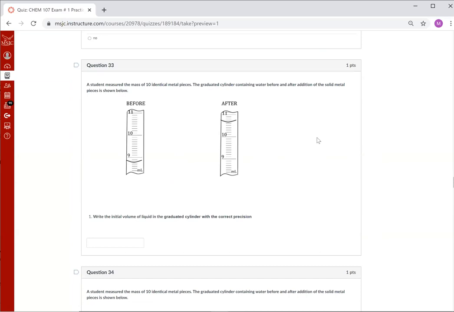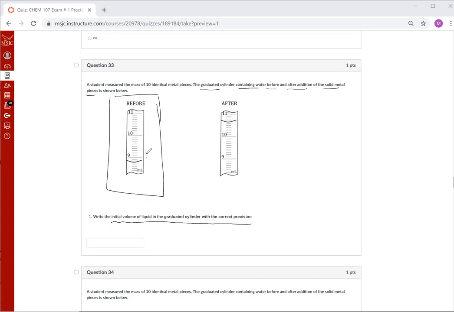A student measures the mass of 10 identical metal pieces and attempts to measure the volume. The pictures show the graduated cylinder containing water before and after addition of the metal pieces. So let's write the initial volume in the graduated cylinder. We're looking at our before column.